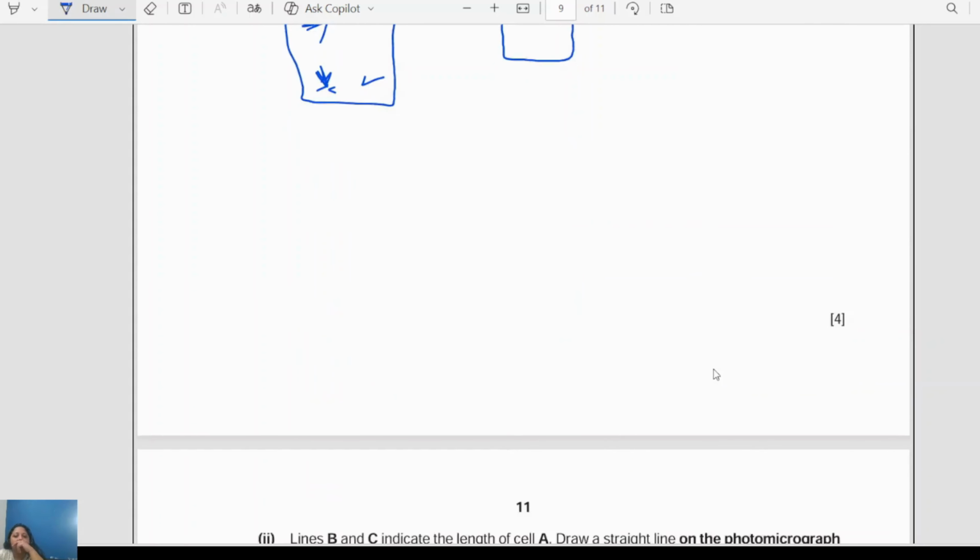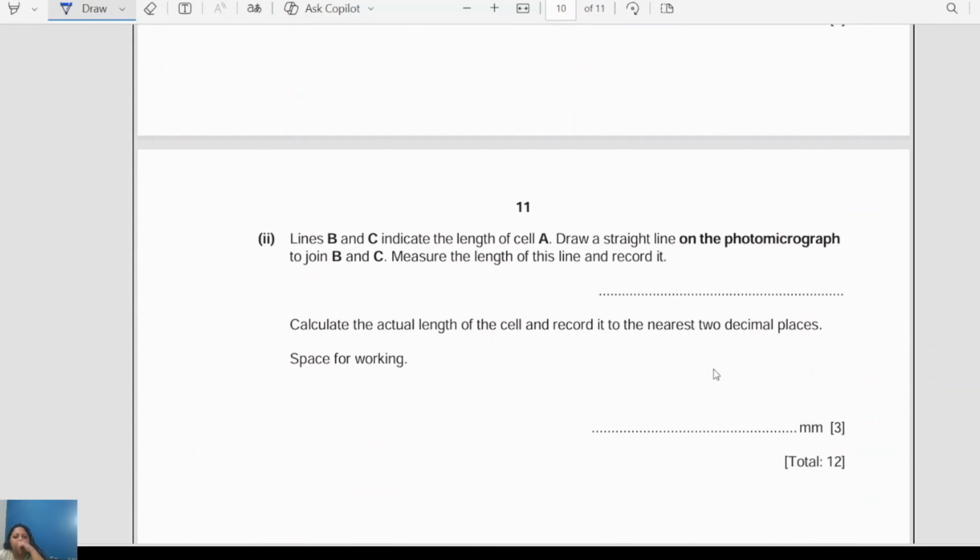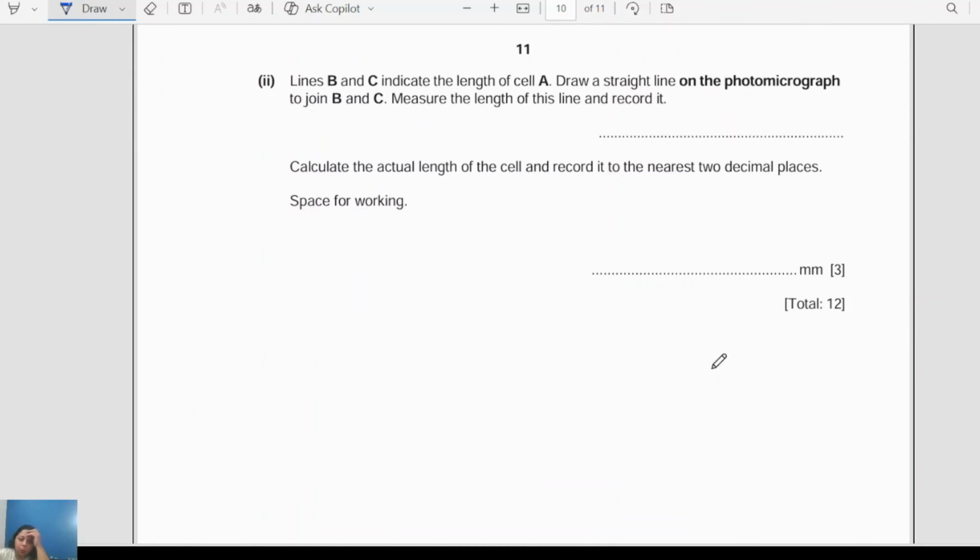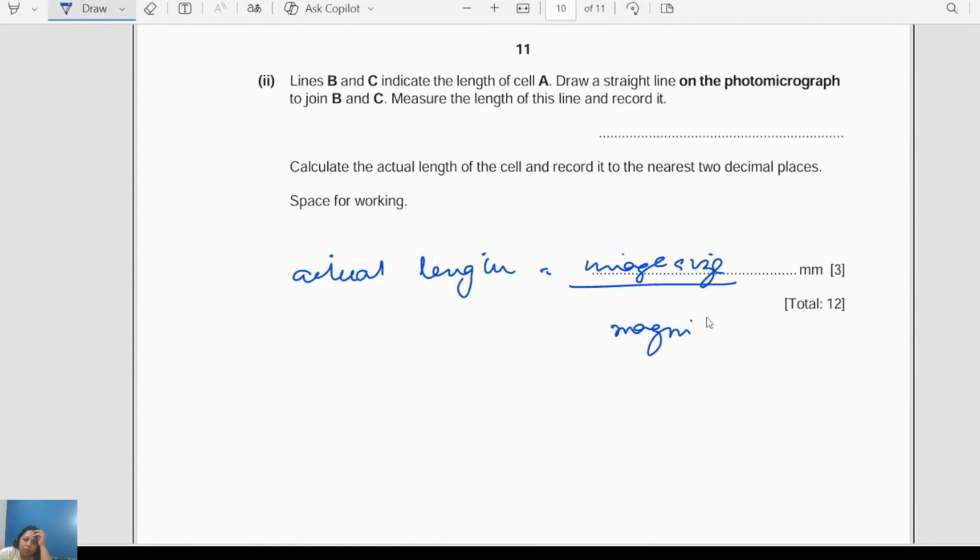Next one. You have to measure the length and calculate the actual length. What is the formula of actual length? Image size. Learn this formula, okay?